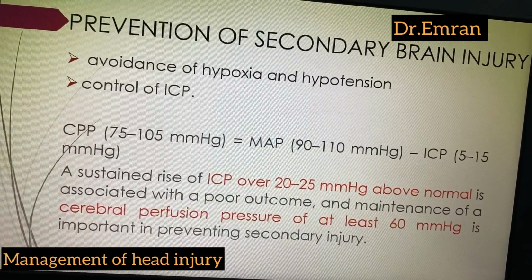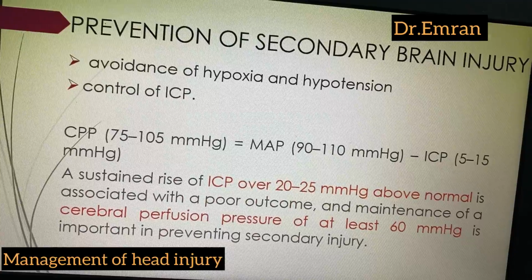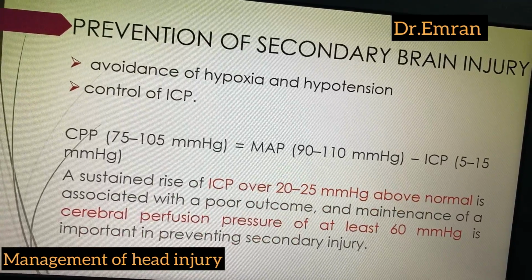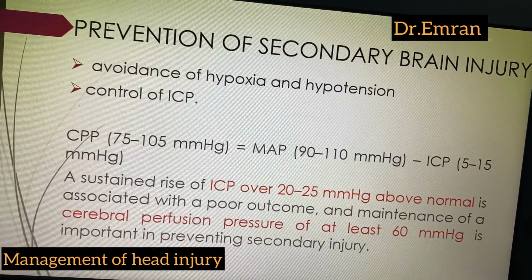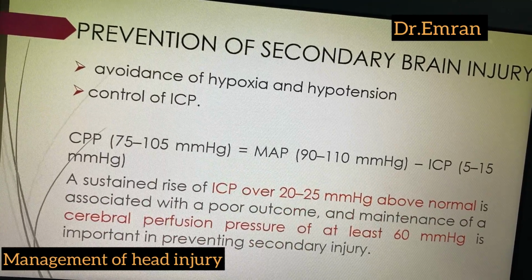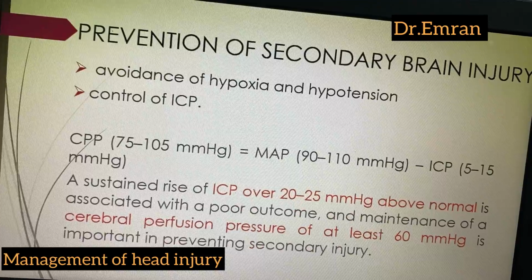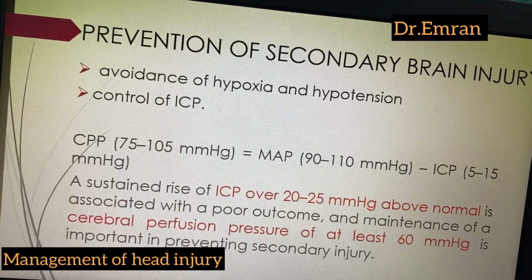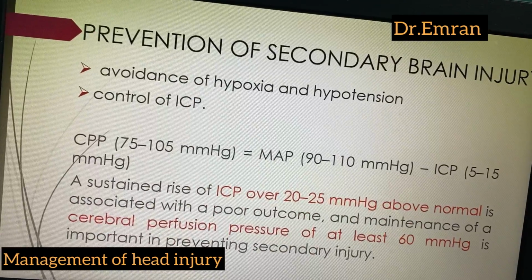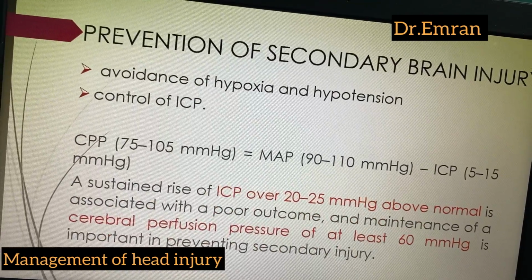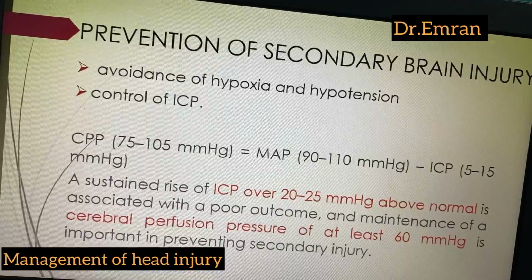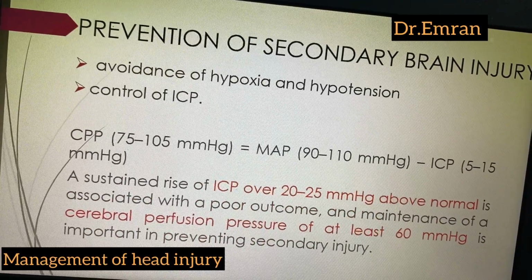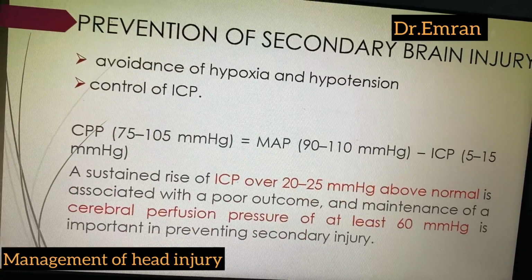And we are seeing that ICP, intracranial pressure, which is normally 5 to 15, can rise above 10 to 25 millimeters of mercury, and cerebral perfusion pressure, which is normally 75 to 100, we must maintain at 60 millimeters of mercury in neurointensive care to prevent secondary brain injury. This is very much important.